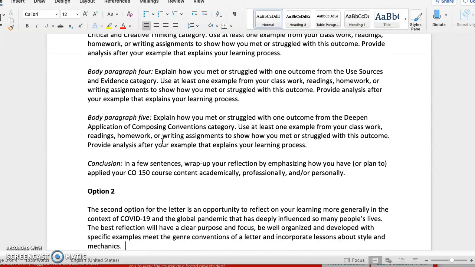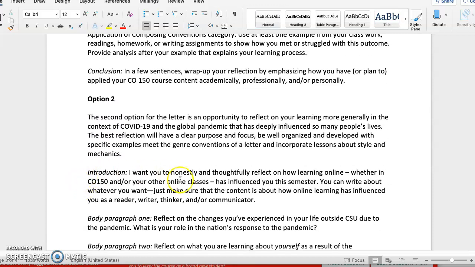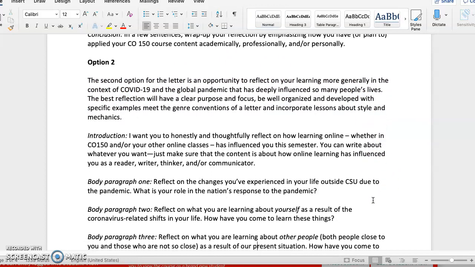That's option 1. Option 2 is an opportunity to reflect on your learning more generally in the context of COVID-19 and the global pandemic that has obviously deeply influenced so many people's lives. And then I've detailed paragraph by paragraph what I would want in a letter that takes up the question of how COVID-19 and the global pandemic has impacted your learning and how you've met with those challenges.